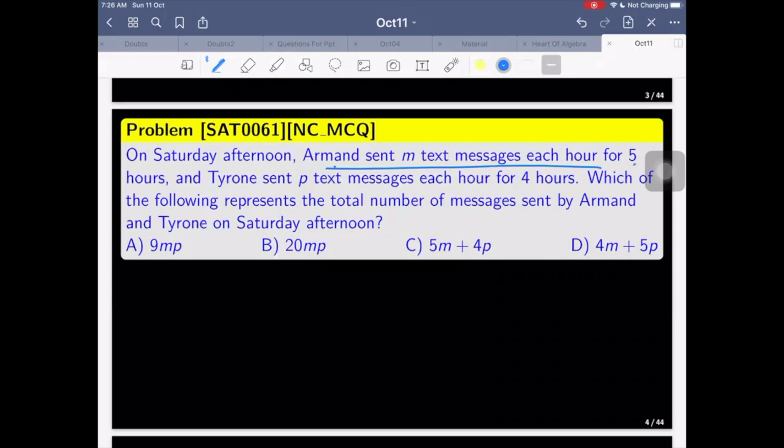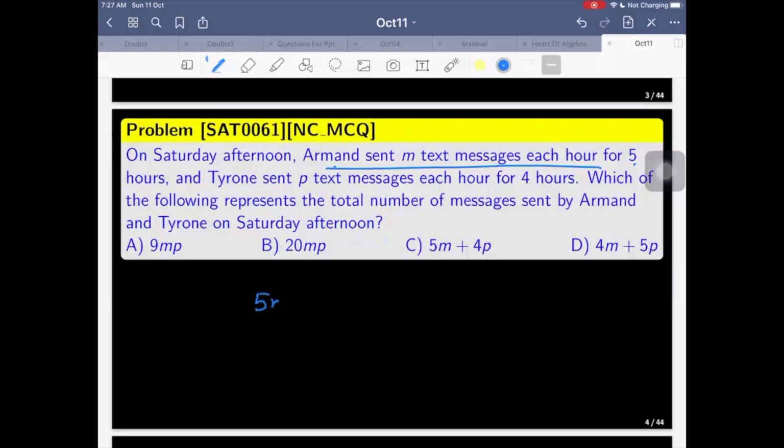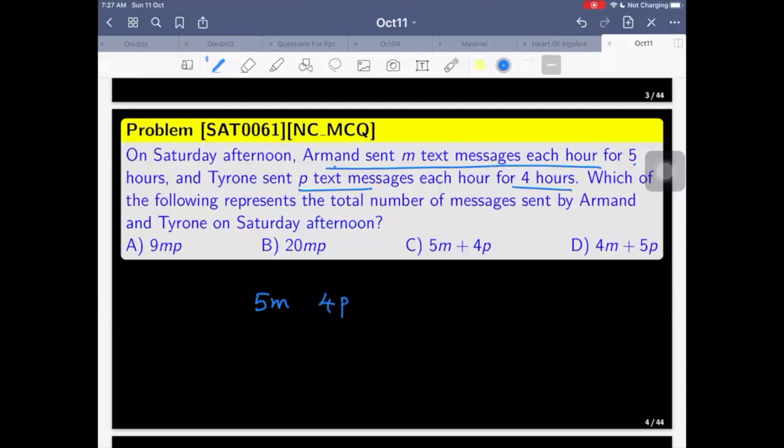So one guy is sending out M text messages per hour for 5 hours. So there are 5 times M messages and there are 4P messages. It's basically 5M plus 4P. And you need to know that you can also write this as 4P plus 5M. These are exactly equal.